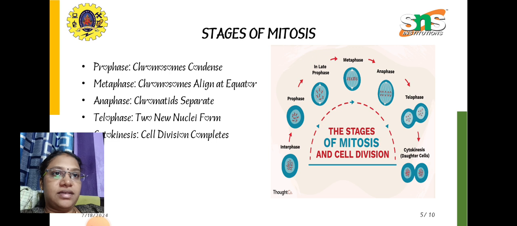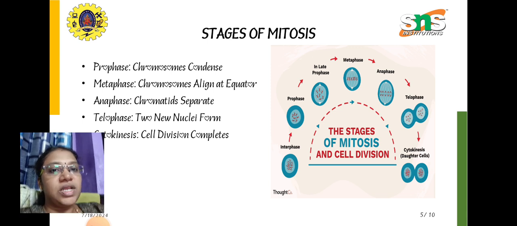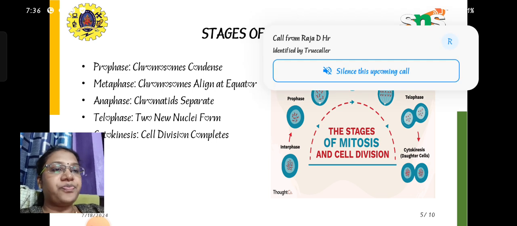And as I told, in the stages of mitosis we undergo prophase, metaphase, anaphase, telophase, and cytokinesis. Prophase is when the chromosomes present in the cells get condensed. In metaphase these chromosomes align at the equator, that is, at one point. Then in anaphase the chromatids get separated, in telophase two new nuclei are formed, and in cytokinesis the complete cell division occurs.